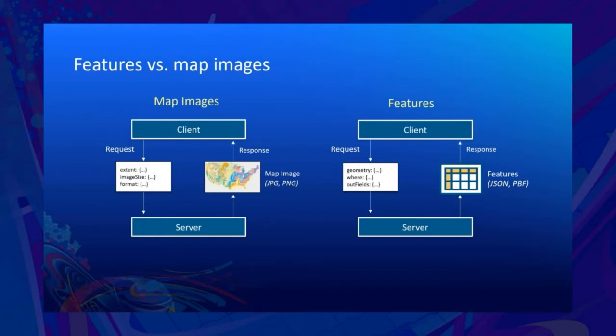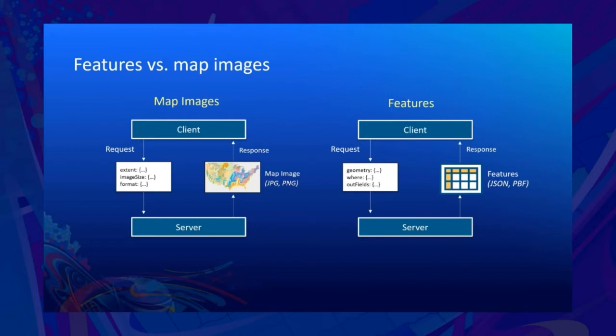Map images is really the original way of drawing in web applications in particular, but they're also used in many other types of applications. At its most fundamental, it's quite simple. You have a client of some kind that makes a request to the server where the client specifies the extent, meaning which area to draw, the size of the image that it wants returned, and the format of that image. For example, a PNG, a JPEG, and so forth. The server then takes that request and, based on its access to the data and so forth, draws what's being asked for by the client and returns a single image back.